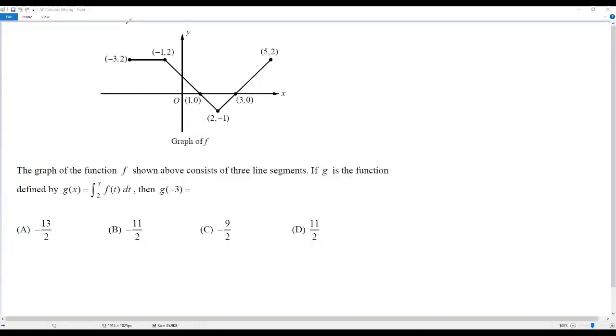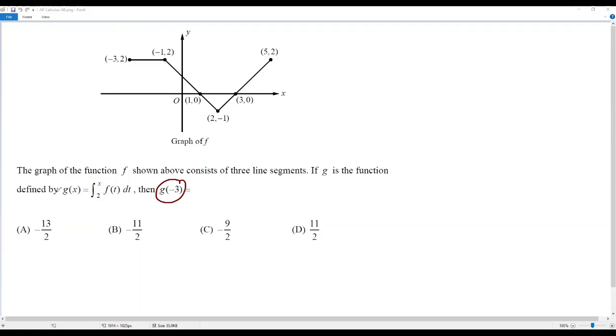Here we have an AP Calculus AB problem. Okay, let's go to the question. The graph of the function f shown above consists of three line segments. If g is the function defined by g of x equals the integral from 2 to x of f of t dt, then g of negative 3 equals what? So we have to evaluate the value of g of negative 3.